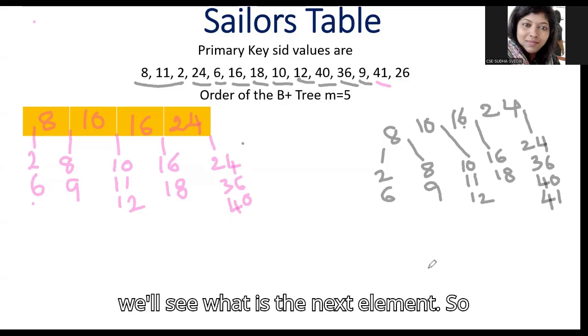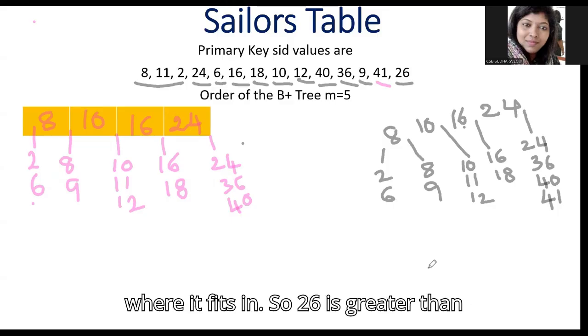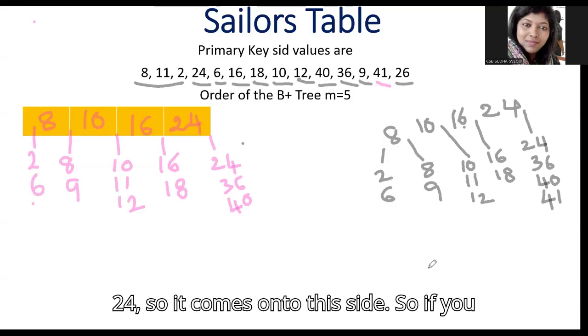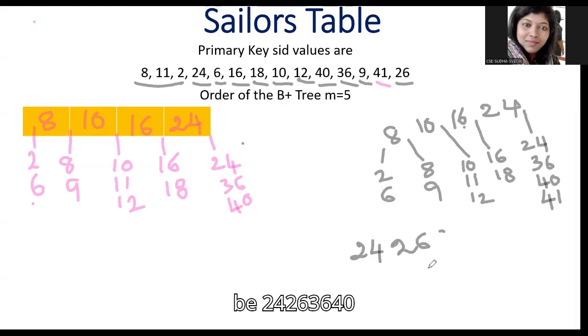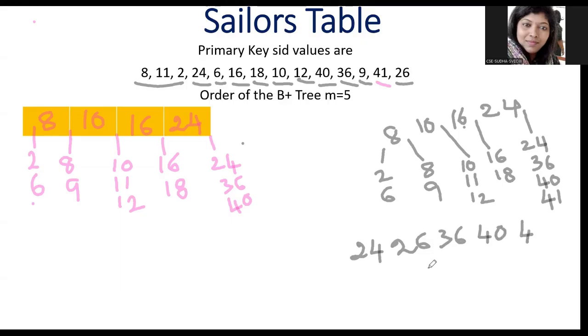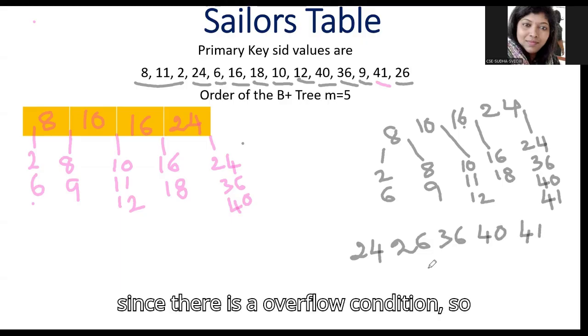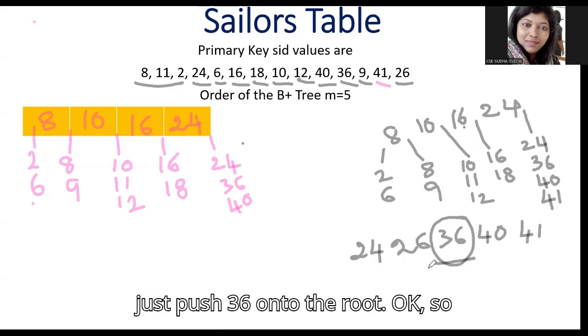So we'll see what is the next element. The next element is 26. So we'll see where it fits in. 26 is greater than 24, so it comes onto this side. If you just take the order of this, it will be 24, 26, 36, 40, and 41. So this will be the order of the elements in this particular node. But since there is an overflow condition, 36 is the median. So what we need to do is push 36 onto the root.